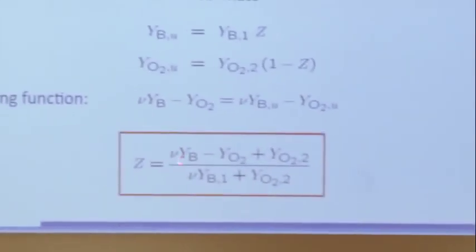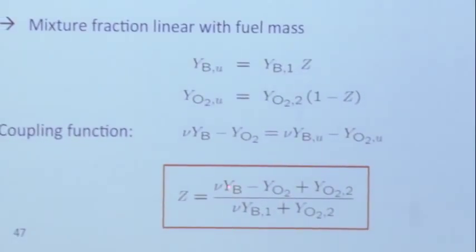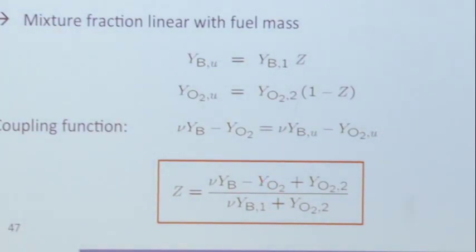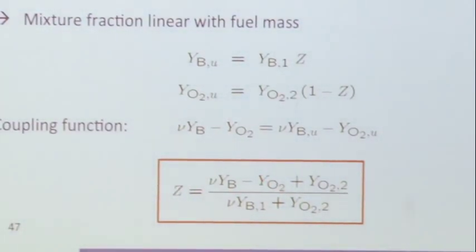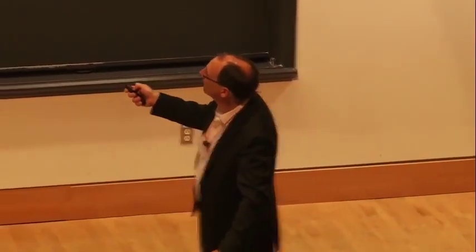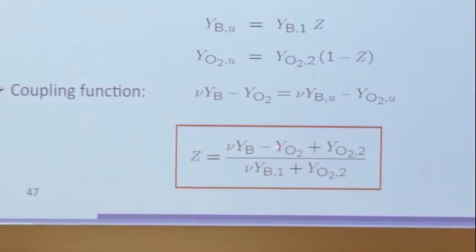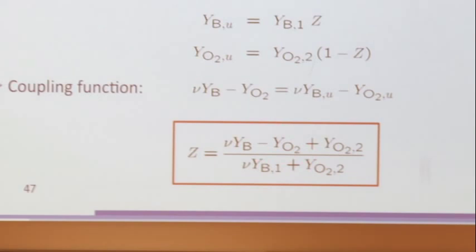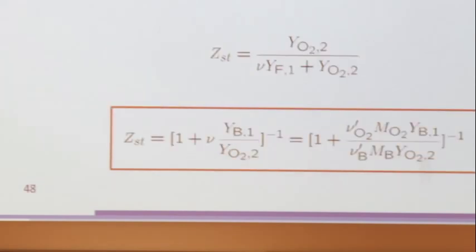Now, that's interesting, because this looks like it would change during combustion, because during combustion YB changes, but also YO2 changes. And the way they change is through the coupling function, such that this sum, nu times YB minus YO2, doesn't change. Okay? This is where the coupling function comes in. Okay. Good. So, definition of the mixture fraction.